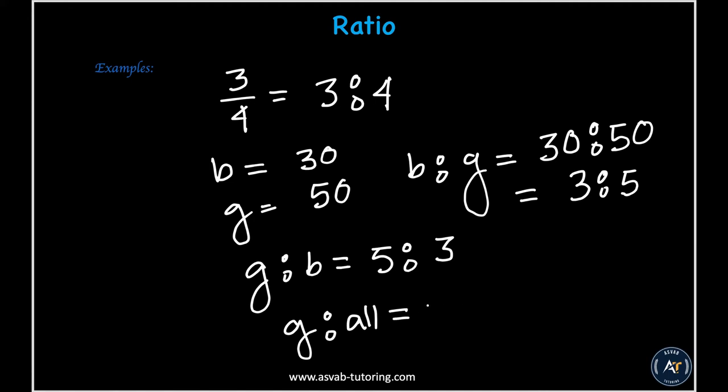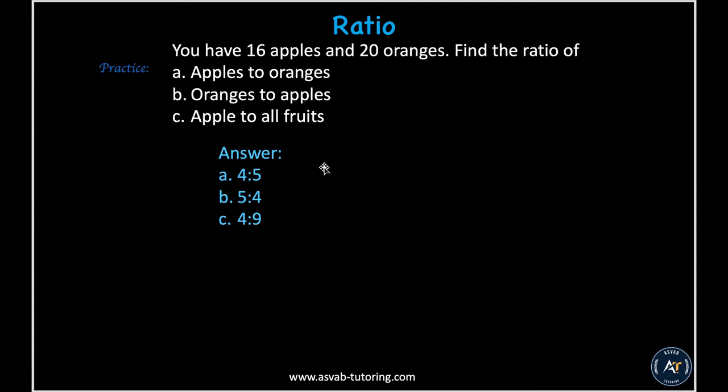How about girl ratio all student? So girl ratio all student will be 50:80. So if you reduce it, that will give you 5:8. So let's do another practice problem so you could try to do by yourself. So here I have a problem. You have 16 apples and 20 oranges. Find the ratio of apples to oranges, oranges to apples, apples to all fruits. So let's do it. But I want you to try by yourself and check the answer. See that you get the same thing that I get.